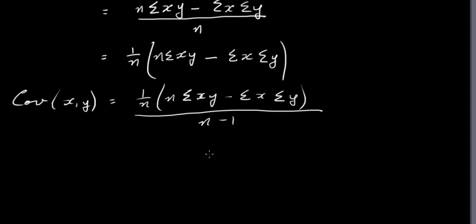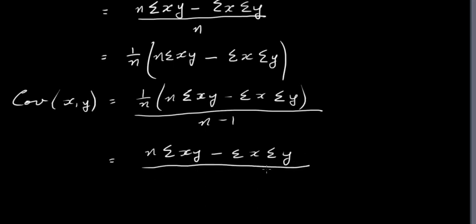What we can do here is we have a 1 over n, so I'm going to put this n on the bottom, so I'll end up with n times the sum of xy minus the sum of x sum of y on the top, and then on the bottom we'll put this n times n minus 1. Okay, so I think that's our third version of our covariance formula, and that should be it, I think.